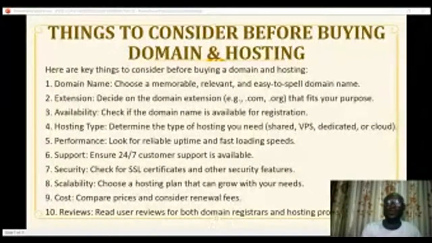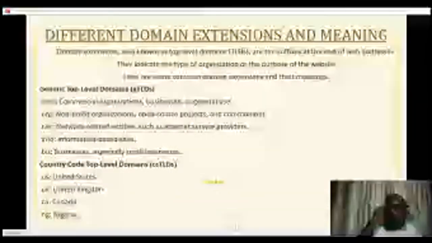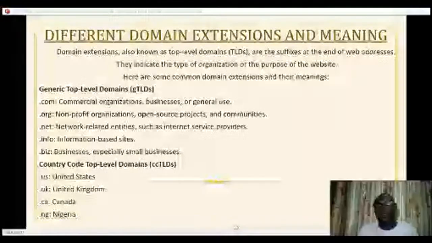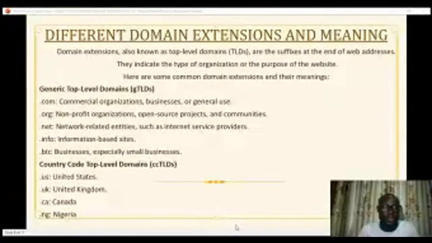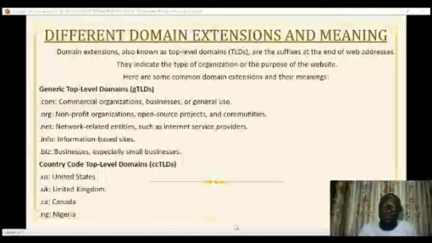Okay. So now we are going to look at another thing. We have come to the part of different domain extensions and their meaning. I told you earlier that you have to be very mindful. So what are domain extensions? Domain extensions, known as top level domains, are the suffixes at the end of the web address. They indicate the type of organization or the purpose of the website.